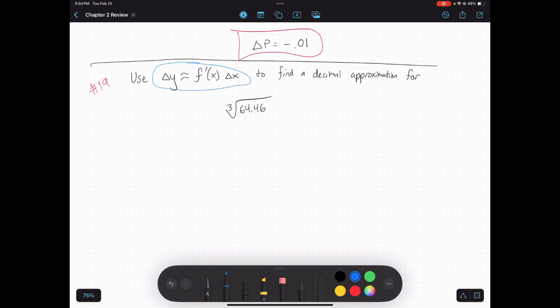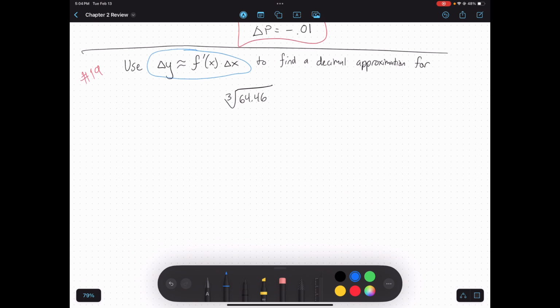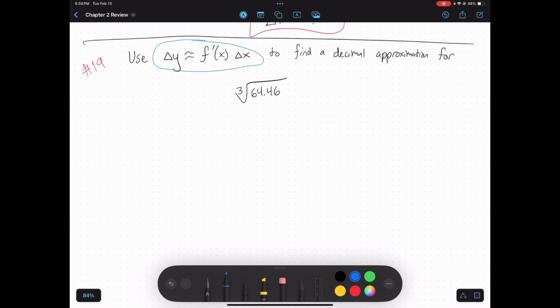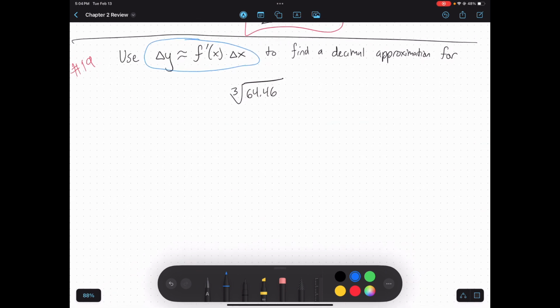Now, I can't remember if I did a problem like this in class, in one of my videos. But the reason why this is helpful is because the computing power to calculate the cube root of 64.46 is enormous.